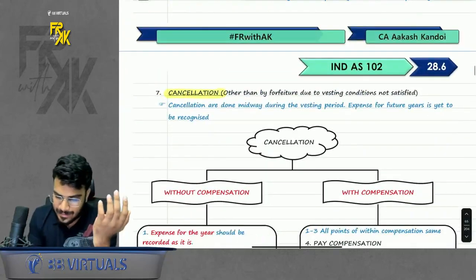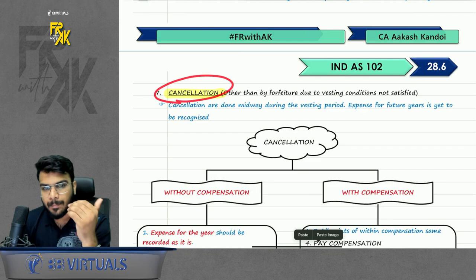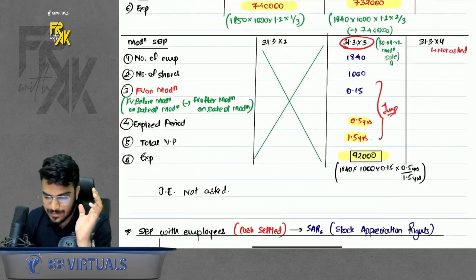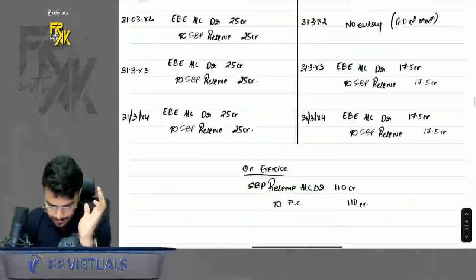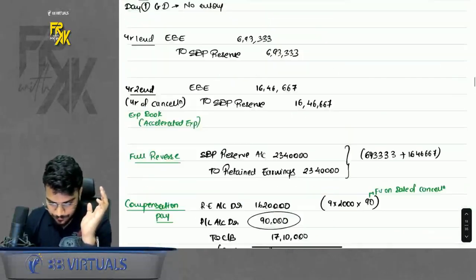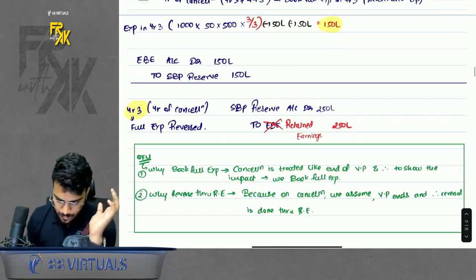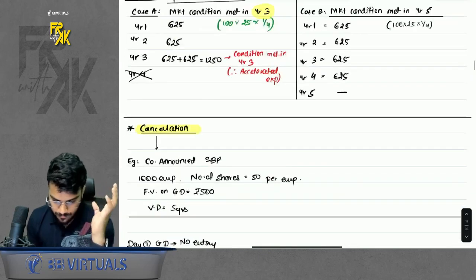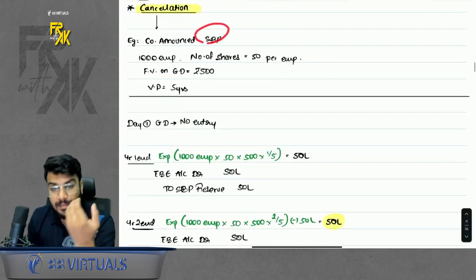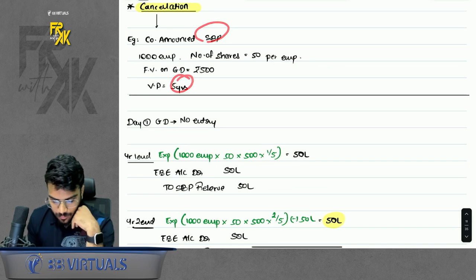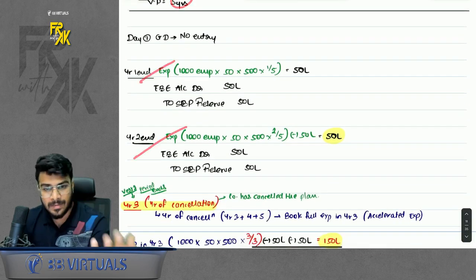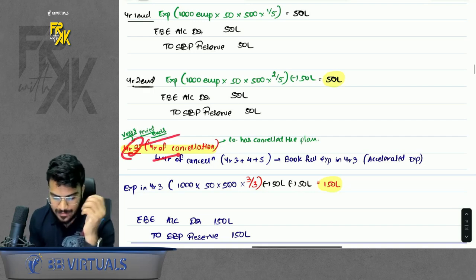Next concept is cancellation. What happens here? The company announces a plan and then cancels it. So now how to account for this? See, the accounting is very simple. I'll show it to you here. So the company announced an SBP plan, for 5 years, let's say. Now everything went good for 2 years. You book the expense for 2 years. In the third year, the company cancels it.